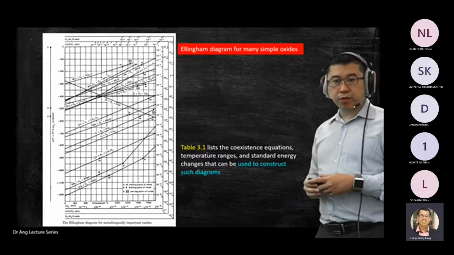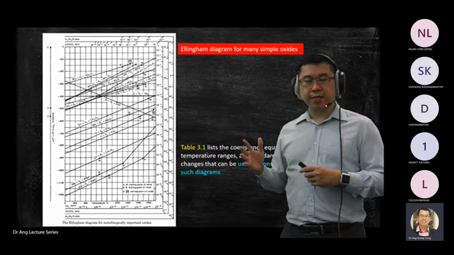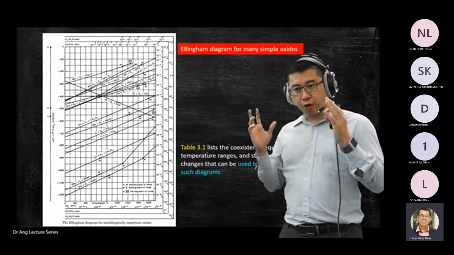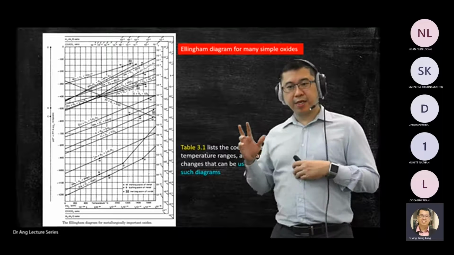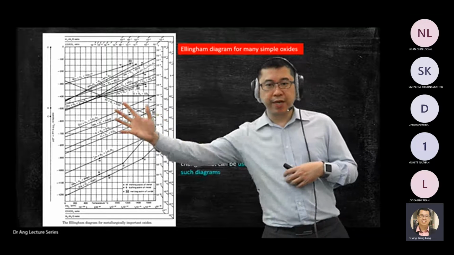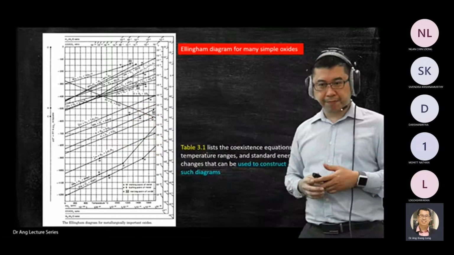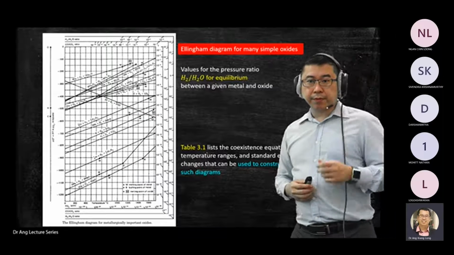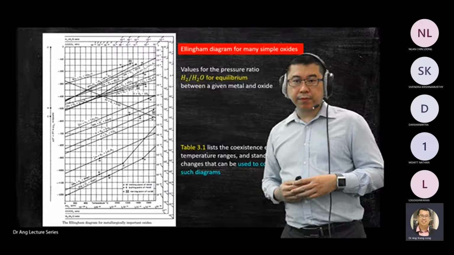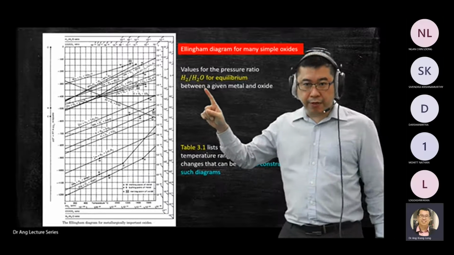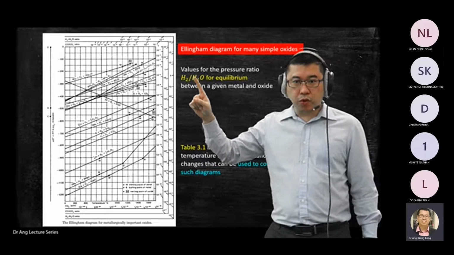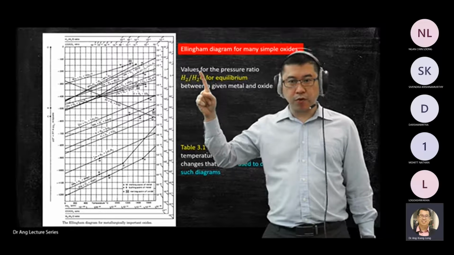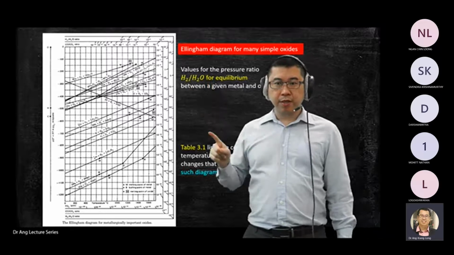Okay, so let me show you. Table 3.1 is a little bit of a portion. It's just a portion, not all, but a little portion that will help you to generate the Ellingham diagram. Okay, so this one is add-on information. H2 over H2O, so you know that H2 is hydrogen over water. So where is this one?